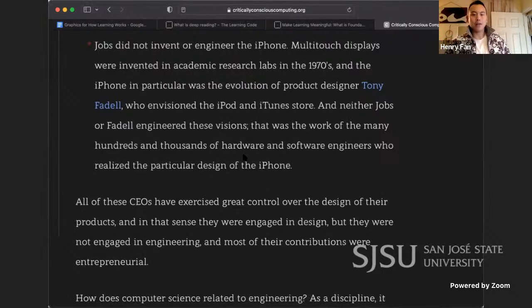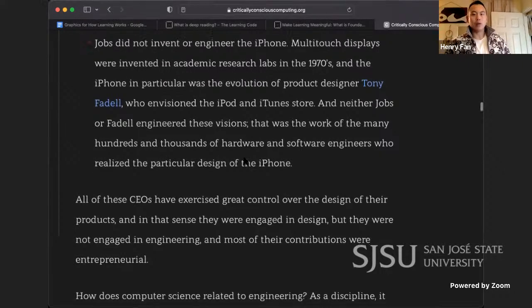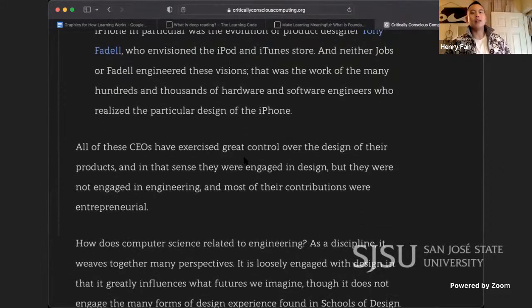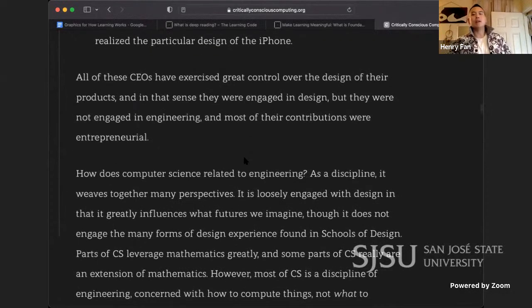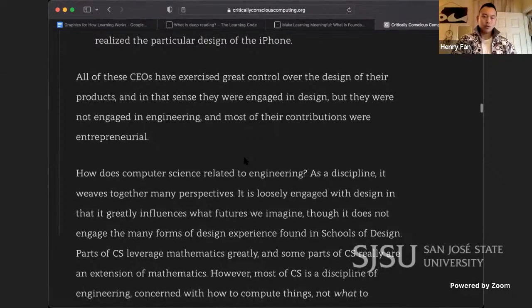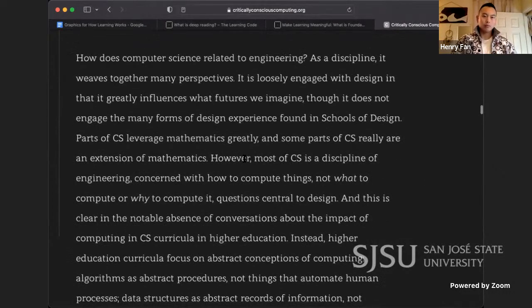That was the work of many hundreds and thousands of hardware and software engineers who realized the particular design of the iPhone. All of these CEOs have exercised great control over the design of their products, and in that sense, they were engaged in design, but they were not engaged in engineering, and most of their contributions were entrepreneurial.